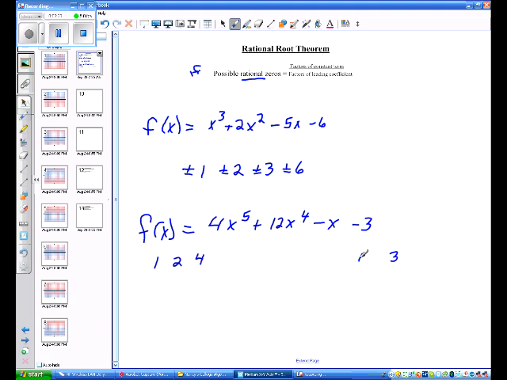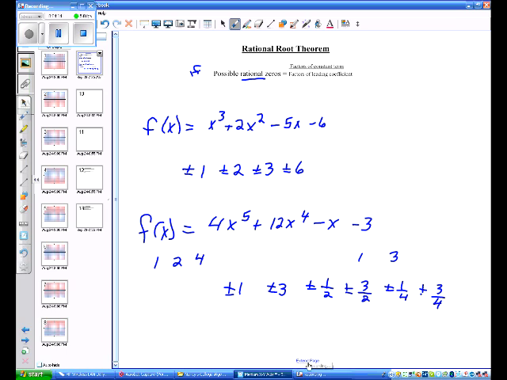So what we're going to do is take every factor of our constant term and divide it by every factor of our leading coefficient. I usually like to take these and divide them first by 1. So that would give us plus or minus 1, plus or minus 3. Then we're going to divide each one of them by 2, so plus or minus 1/2, plus or minus 3/2, and then we'll divide each one by 4, plus or minus 1/4, plus or minus 3/4. So if we have a rational zero, then it will be one of those numbers.